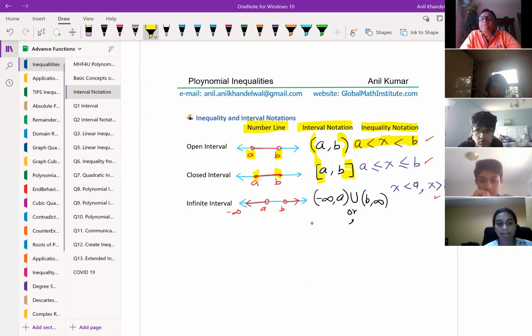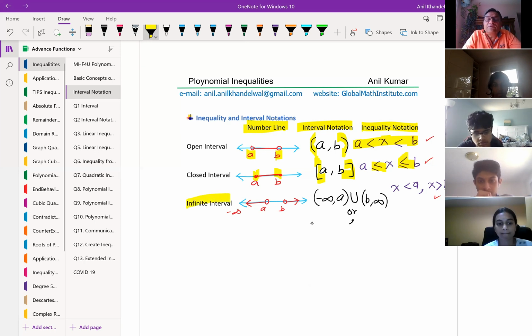You see that? And we have inequality greater than or equal to, right? Greater than or equal to. Do you see that? So X is greater than or equal to A, but less than or equal to B. A and B both are included. You get the idea. So that is called the closed interval, where the boundary is included.